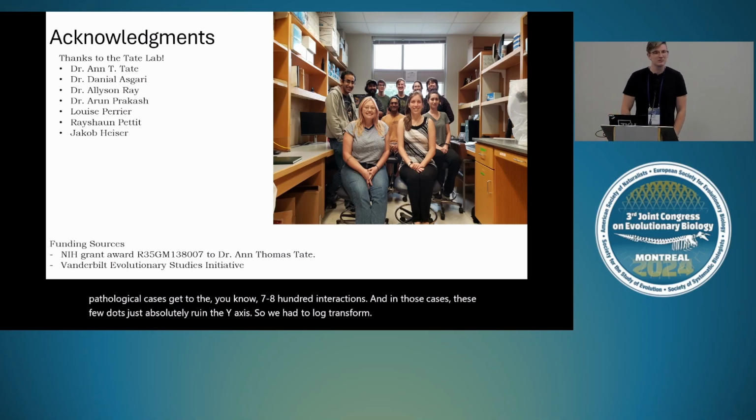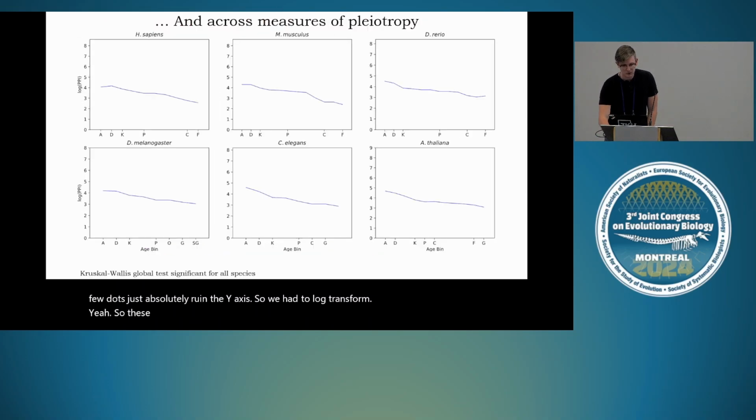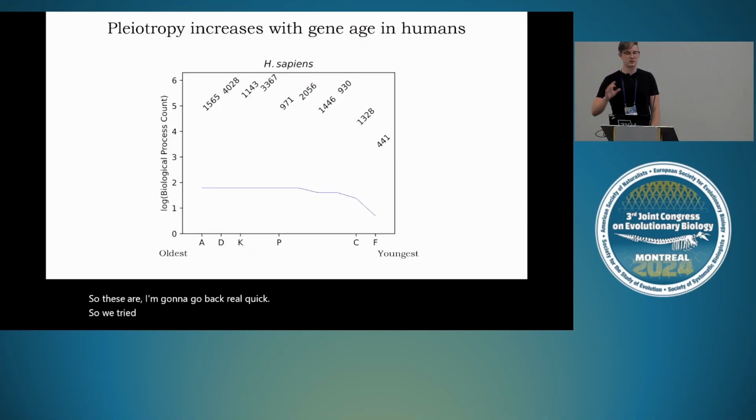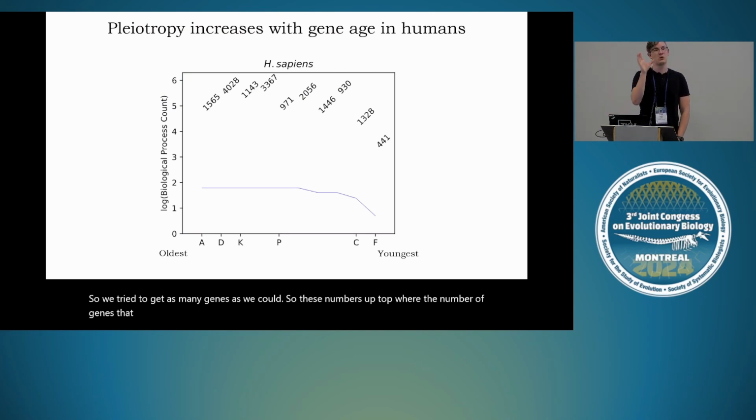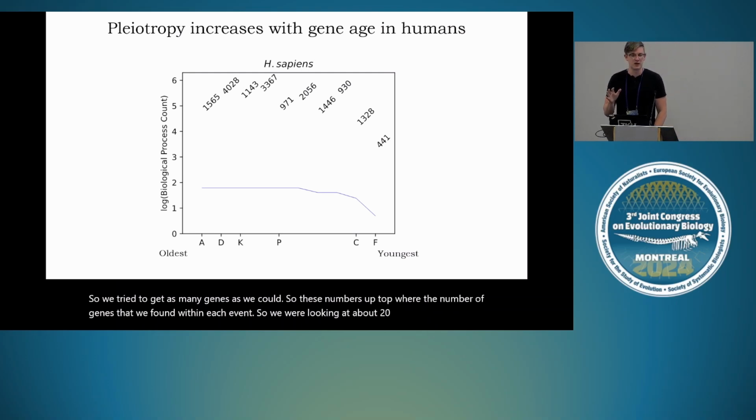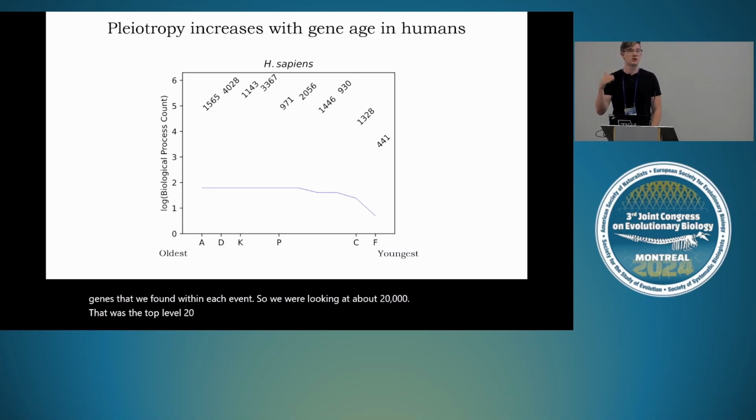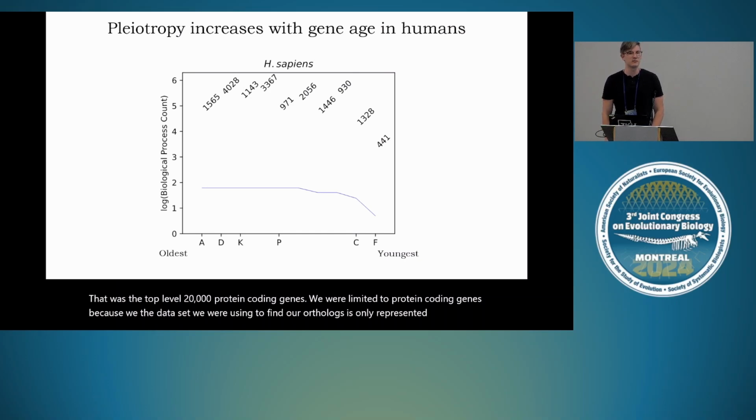Maybe I missed it. Is your data genome-wide, or did you pick genes for each? Yeah, so I'm going to go back real quick. We tried to get as many genes as we could. So these numbers up top were the number of genes that we found within each bin. We were looking at about 20,000, that was the top level, 20,000 protein coding genes. We were limited to protein coding genes because the data set we were using to find our orthologs is only represented with protein coding genes.